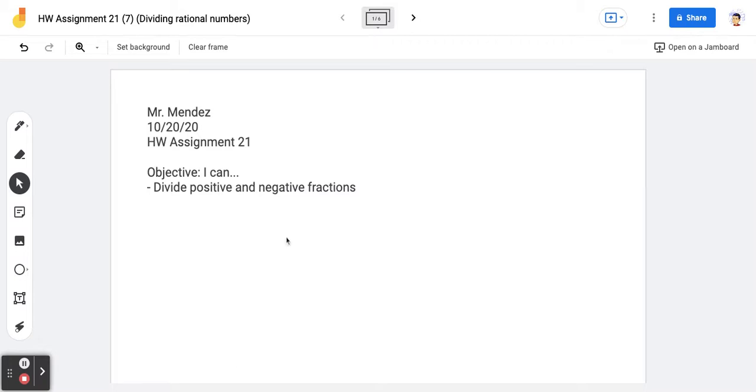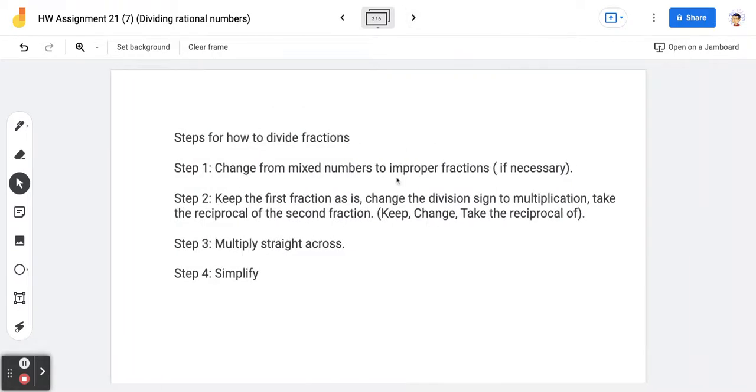Let's go right into steps for how to divide fractions. Step one: I say "if necessary" at the end of some steps because it's not always necessary. We're going to change mixed numbers to improper fractions if necessary. This is only if you have a mixed number.